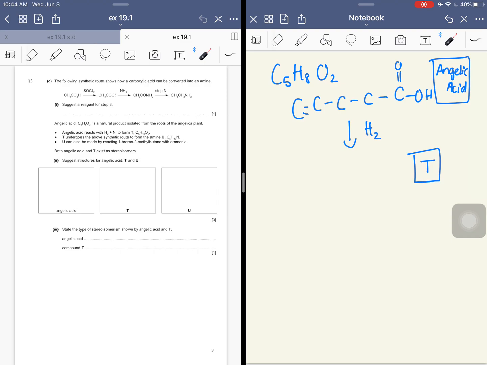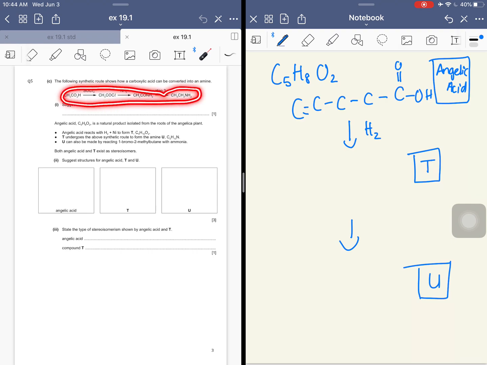T undergoes the above synthetic route to form the amine U. So again, T will undergo this process to form a U, which contains nitrogen. If you look at the route above, that means you're starting with a COOH and then you end up with an NH2. Again, we don't know T, we don't know angelic acid, so I cannot draw what U is.